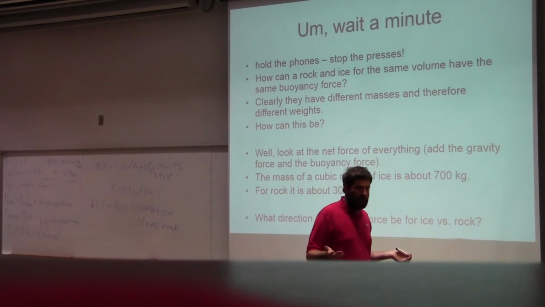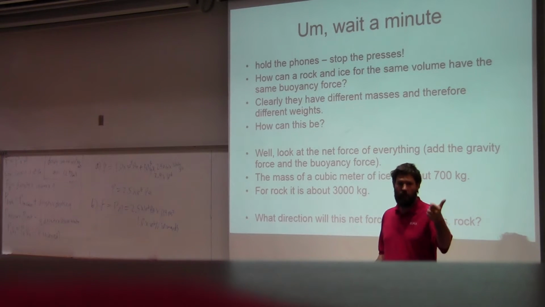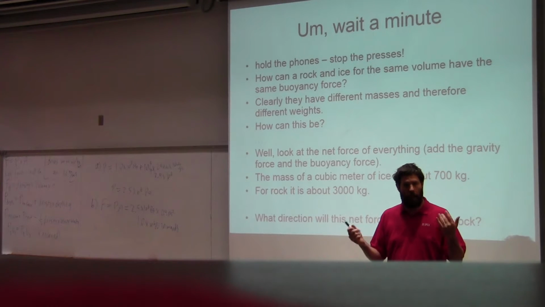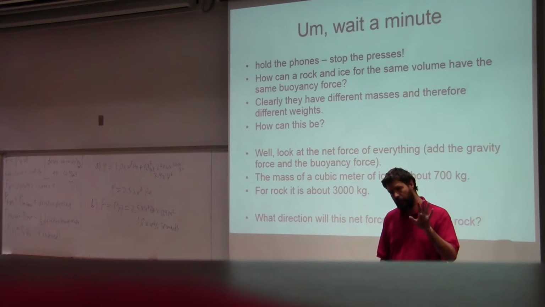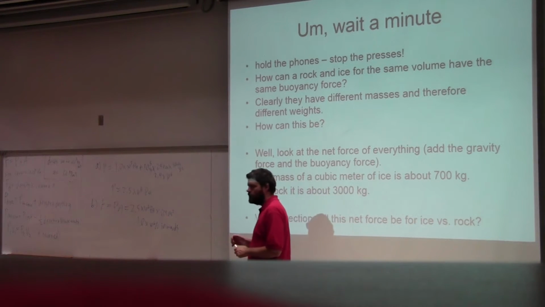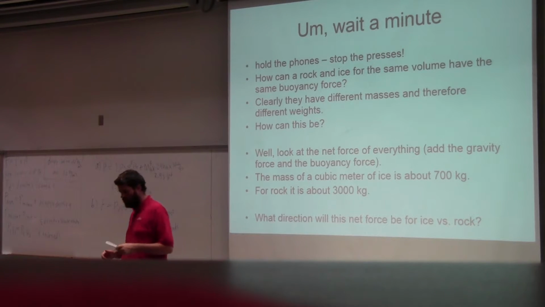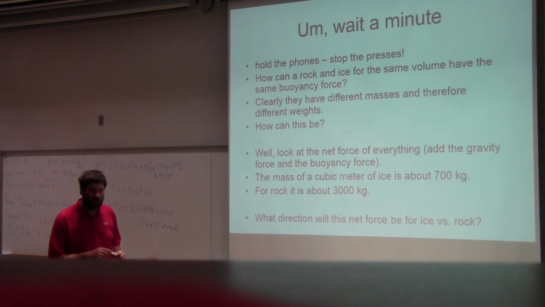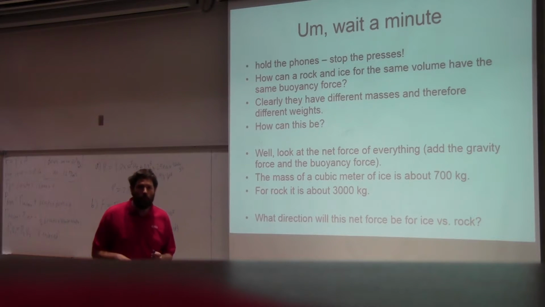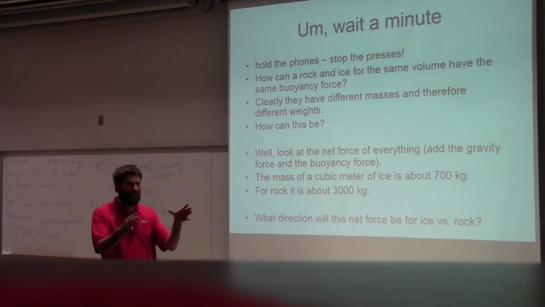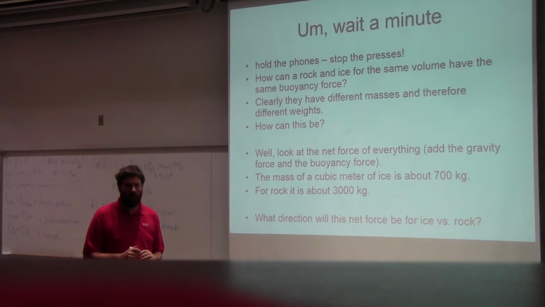The forces on the object are buoyancy and gravity. And when we add those two together, that's what's going to decide what happens to the object. Not just the buoyancy force, but also the gravity. Well, 1 cubic meter of rock, if it's, say, granite, which is a lighter rock, has a density of about 3,000 kilograms per cubic meter. So my 1 cubic meter rock has 3,000 kilograms of mass, which means it's 30,000 newtons of weight.